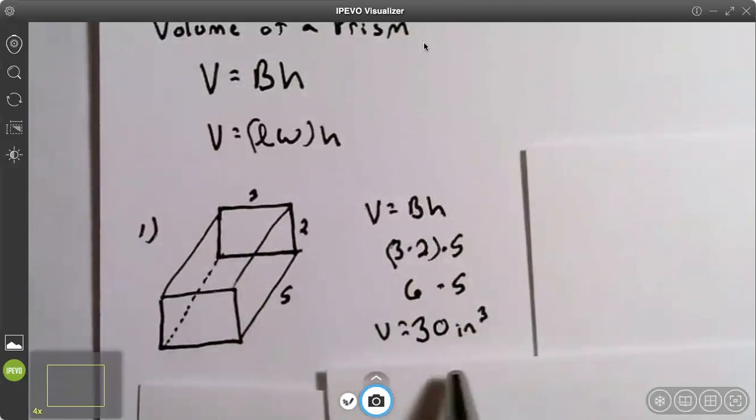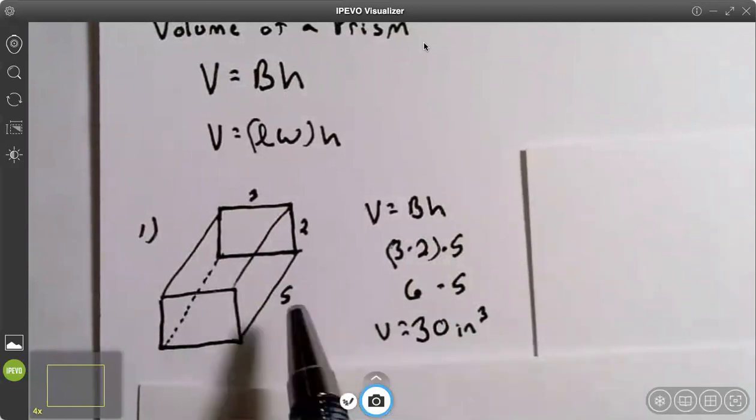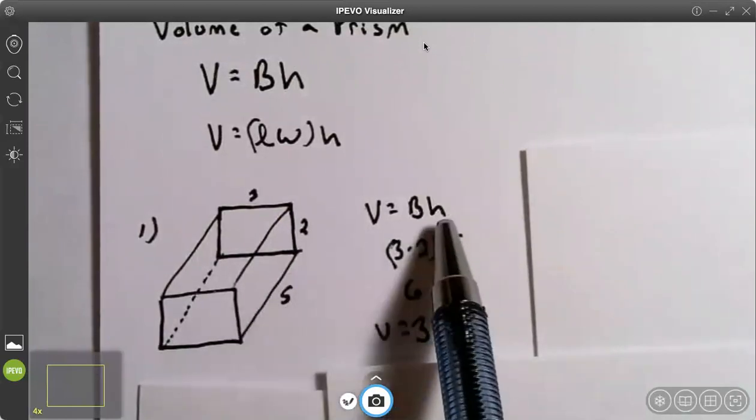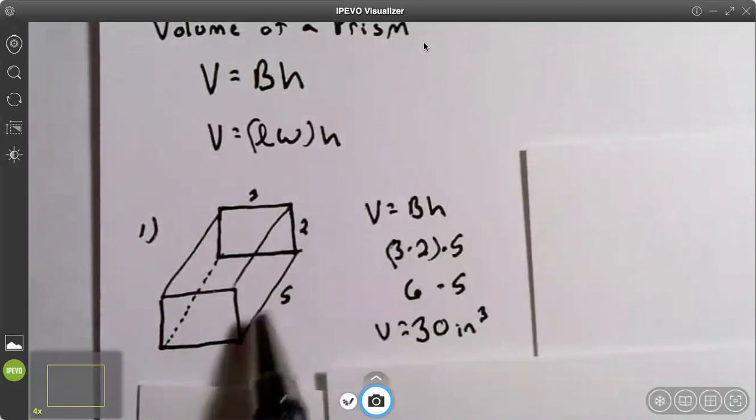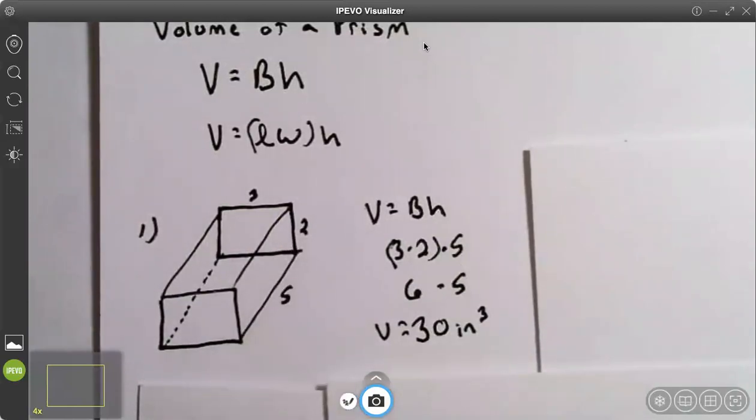cubic inches. Three-dimensional measurements are measured to the third power, units to the third power, or cubic. That last dimension, height, is the distance between my two rectangular bases.